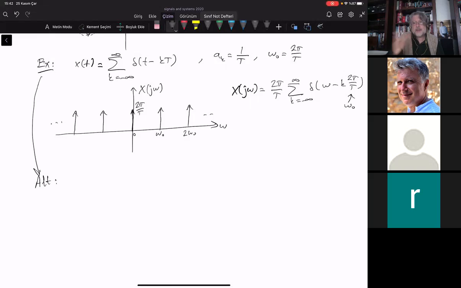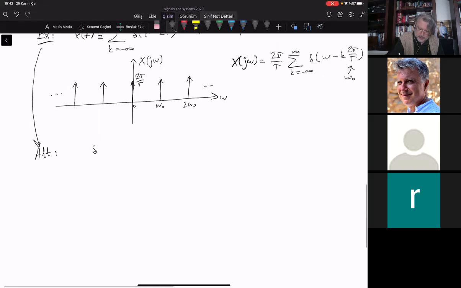Notice that x of t is an impulse train, so let's analyze each of these impulses and find their Fourier transforms separately. For instance, there is delta of t whose Fourier transform is 1, and there is delta of t minus capital T whose Fourier transform is what? You can evaluate it if you wish. You will find it to be e to the minus j omega capital T. This will be the Fourier transform.